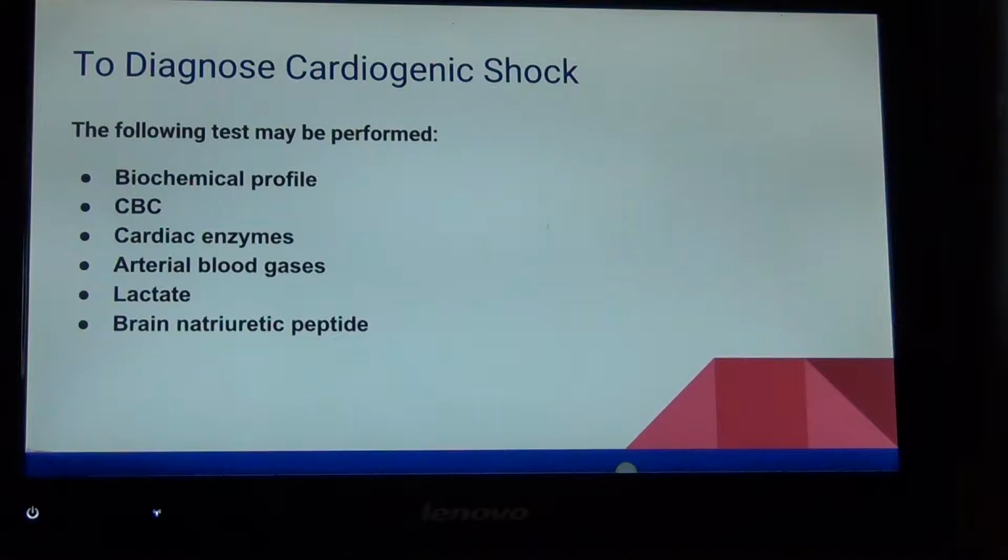To diagnose cardiogenic shock, the following tests may be performed: biochemical profile, a CBC, cardiac enzymes, arterial blood gases, lactate, and brain natriuretic peptide.